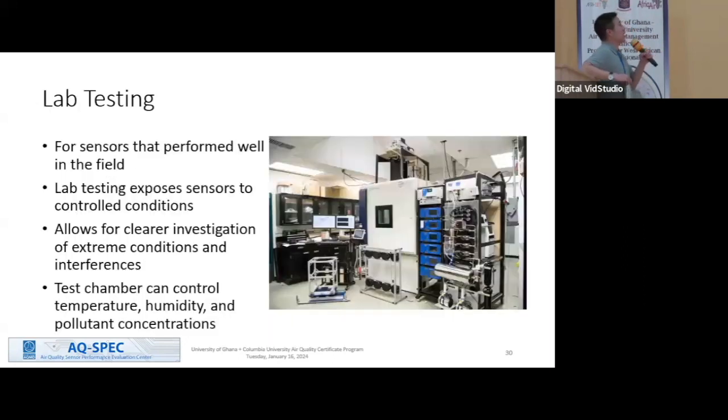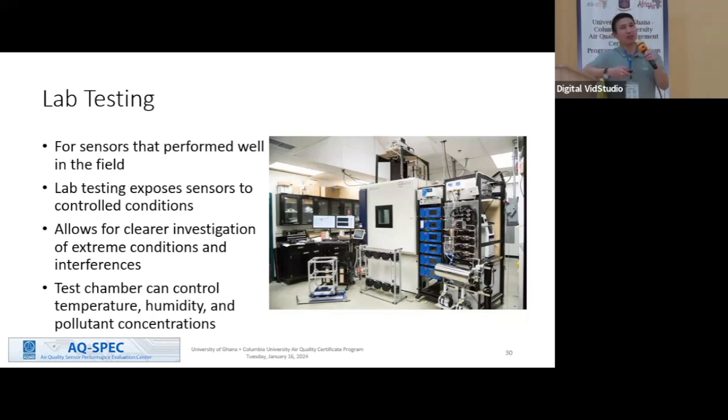Okay, moving on to lab testing. So we reserve lab testing for sensors that performed well in the field, and the reason is because lab testing is very money and staff intensive. What lab testing does is it exposes sensors to controlled conditions. Really, it's for clearer investigation of the extreme conditions and for interferences.